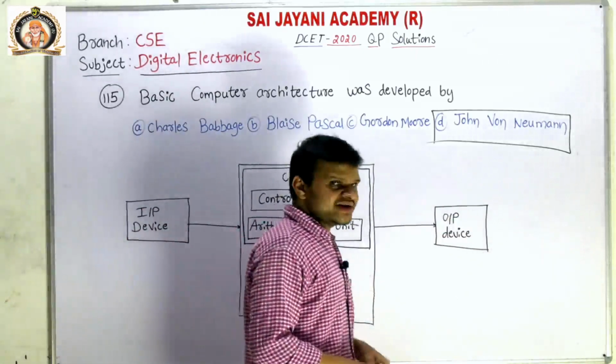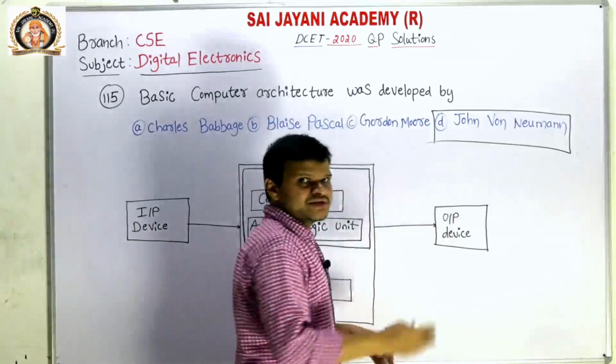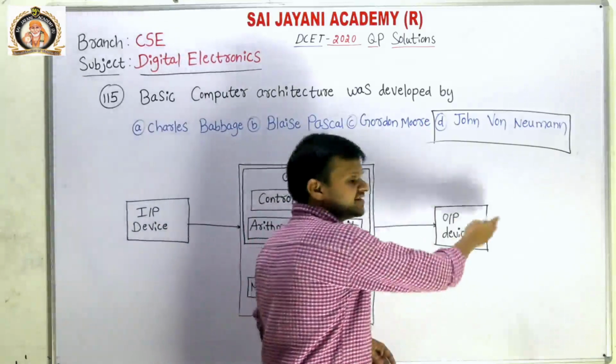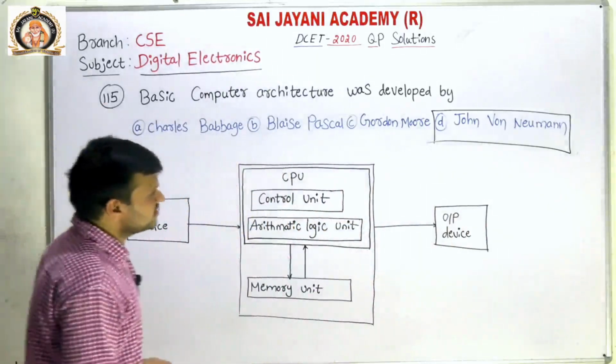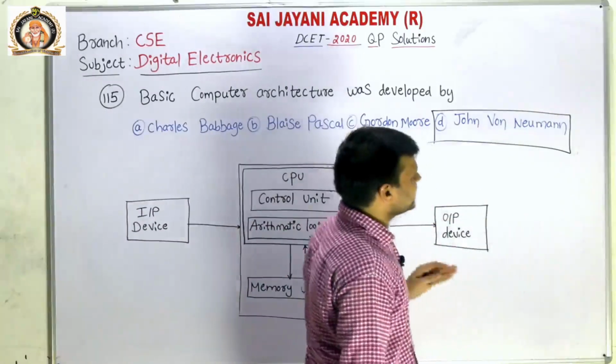Here the output device will display the executed information on the display unit. So for question number 115, option D, John von Neumann, is the right answer.